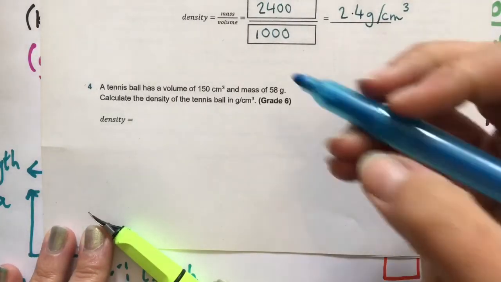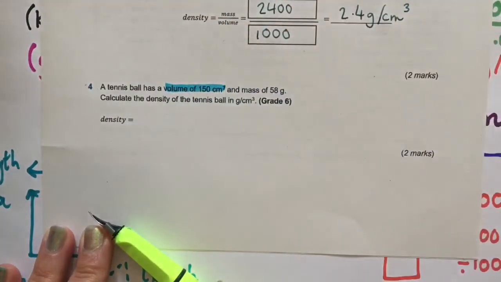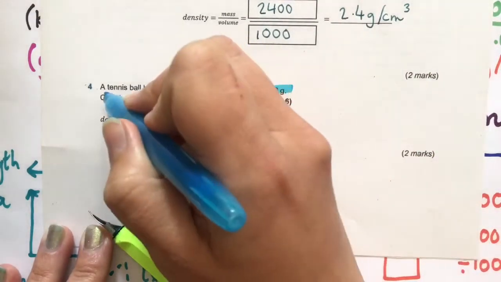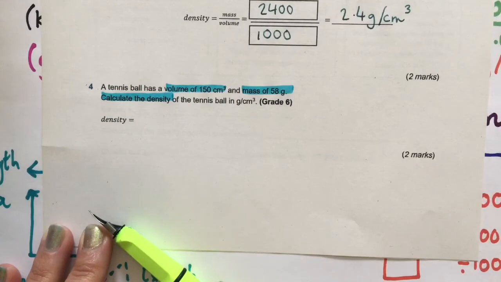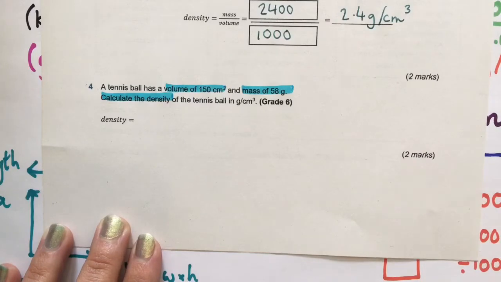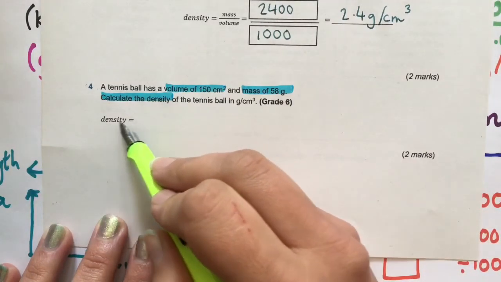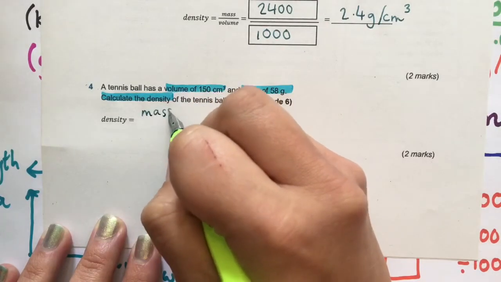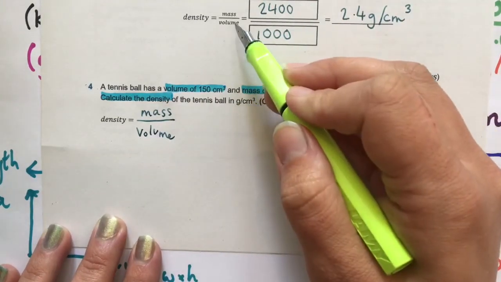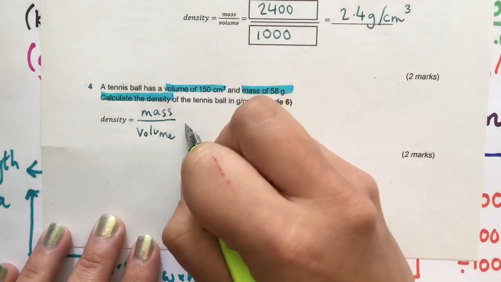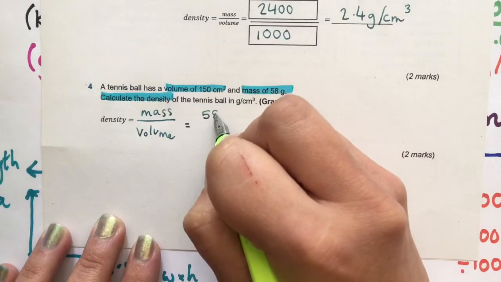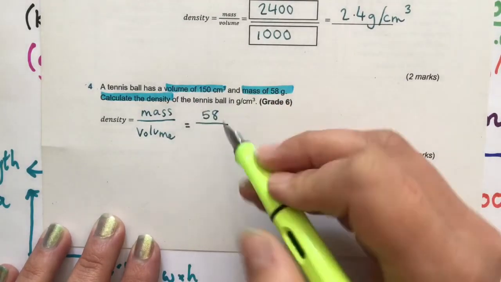A tennis ball has a volume of 150 centimetres cubed and a mass of 58 grams. Calculate the density of the ball in grams per centimetre cubed. So what we're going to do is write out our equation. Density equals mass divided by volume. Like it's been done for us up here, we're going to do it ourselves here. And then filling in the information, the mass is 58 grams and the volume is 150.